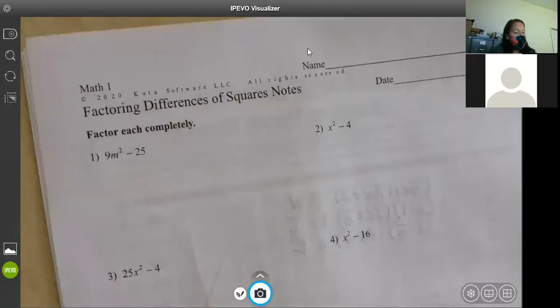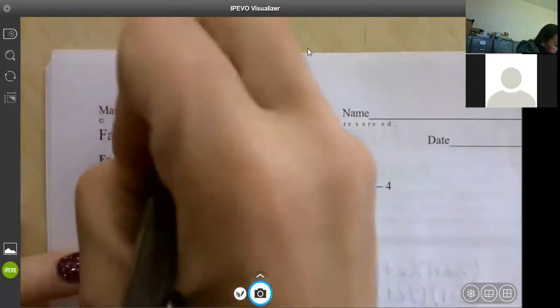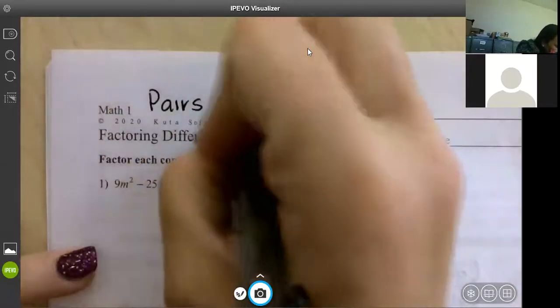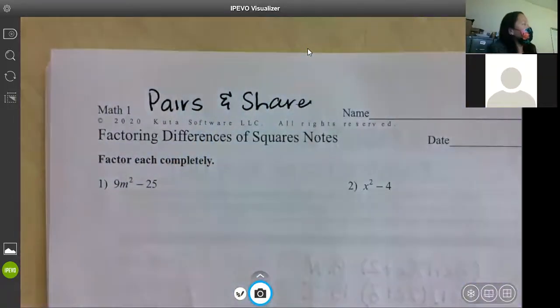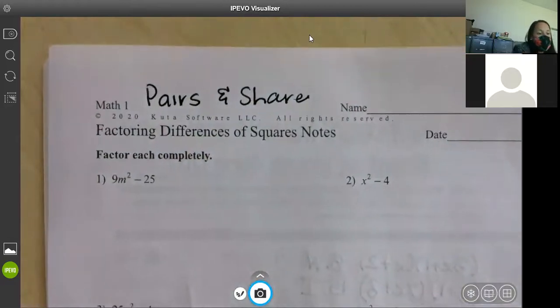So this very first part of your notes is super easy. We're going to do factoring differences of squares, and what I call this is pairs and share. So we've learned cheater method, we've learned slide and divide, and now we're going to learn pairs and share. What we're going to do is break it down like we're trying to take out a GCF, because our first step to factoring is always to pull out a GCF.